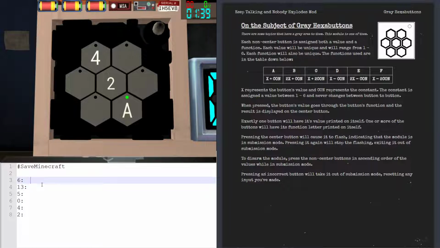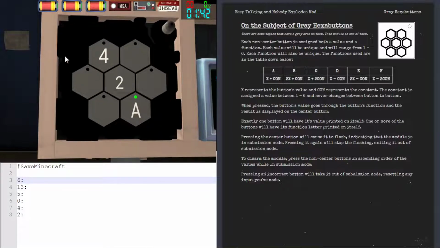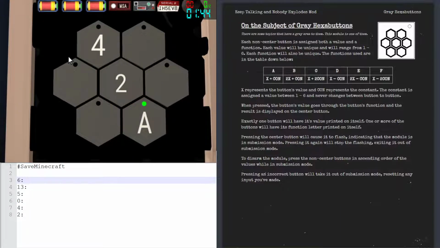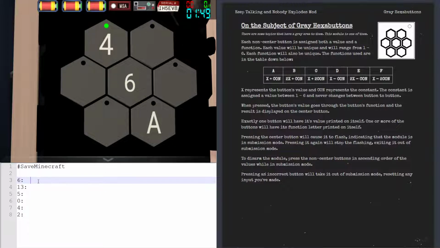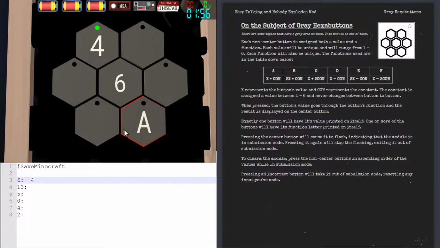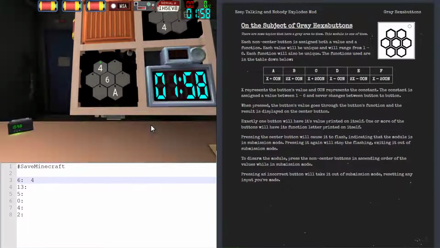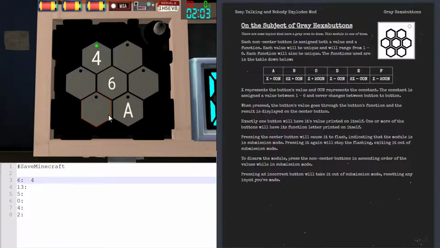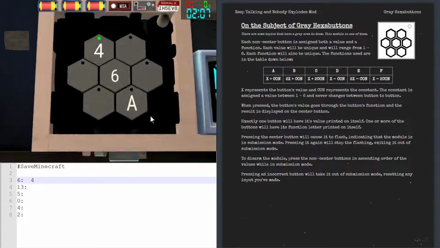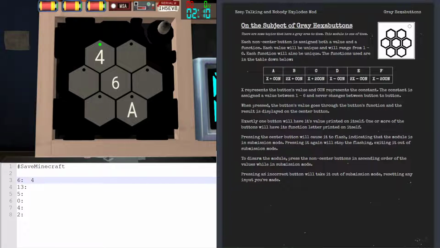Now the other thing we know is that exactly one of the buttons will have its value already printed on it, which is this button right here. So we know that the value of this is 4. And one or more of the buttons will have a letter function on it. It's very rare to have more than one, but in rare cases, there can be more than one button labeled with a letter.